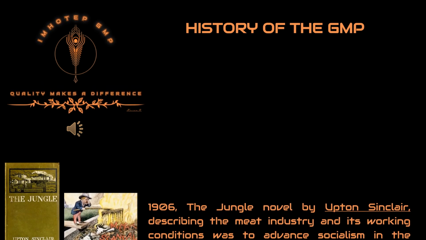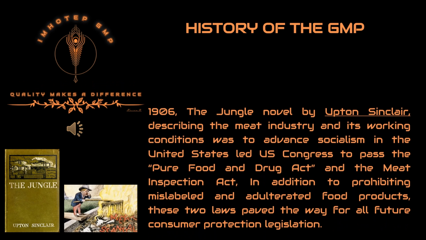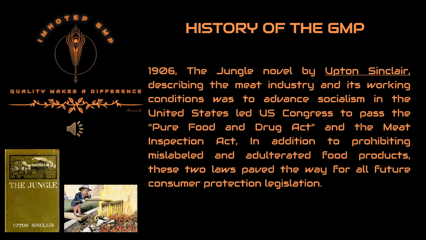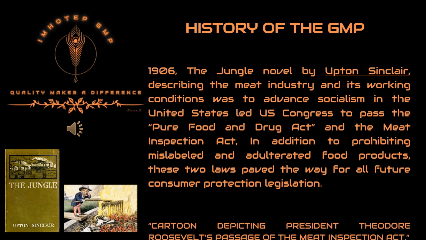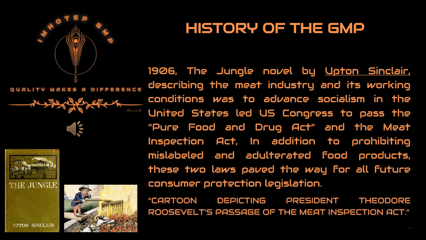1906, The Jungle, a novel by Upton Sinclair describing the meat industry and its working conditions, was written to advance socialism in the United States, which led U.S. Congress to pass the Pure Food and Drug Act and the Meat Inspection Act, in addition to prohibiting mislabeled and adulterated food products. These two laws paved the way for all future consumer protection legislation.